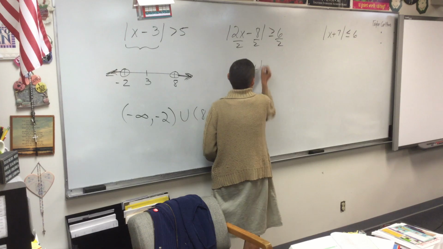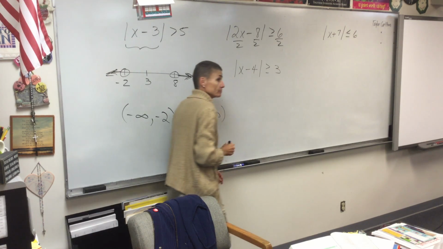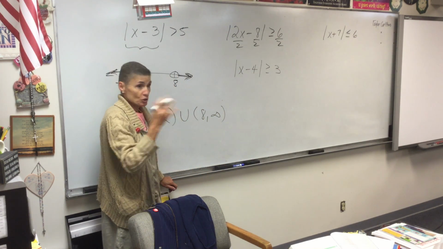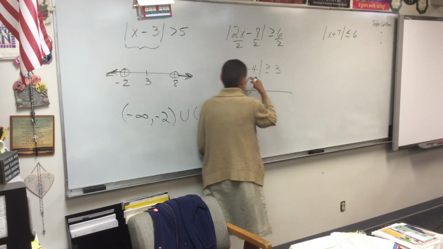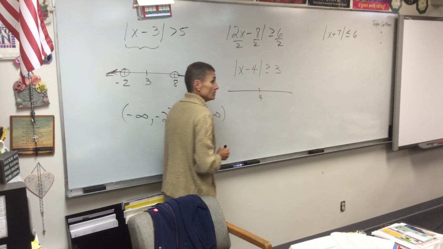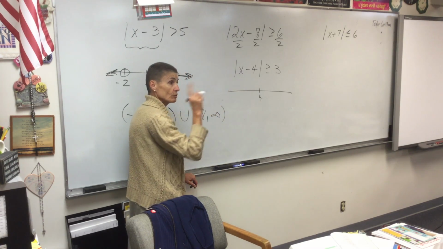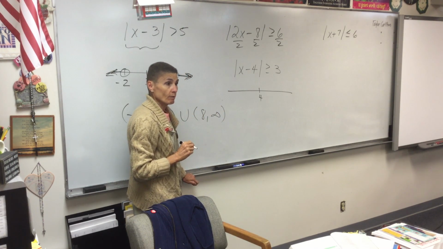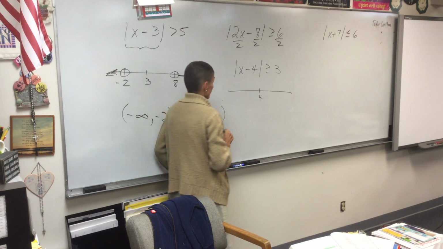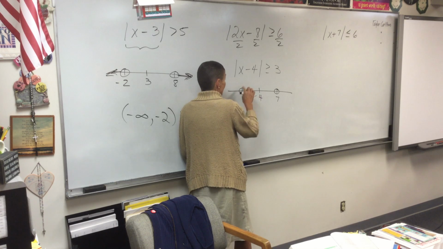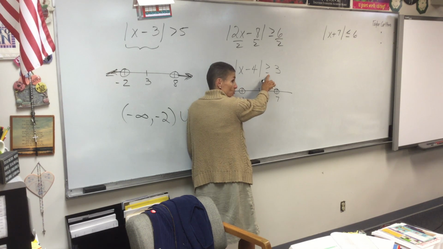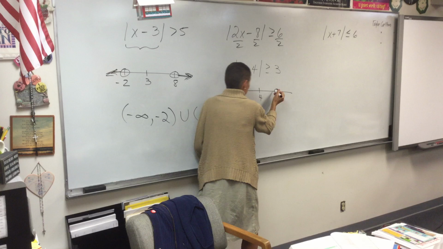So x minus 4 greater than or equal to 3. Now it looks just like the other ones have. This says the distance between some number and 4 is more than 3. So where are my boundaries? At 7 and 1. And this time the dots will be colored.